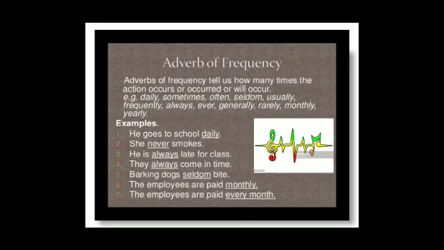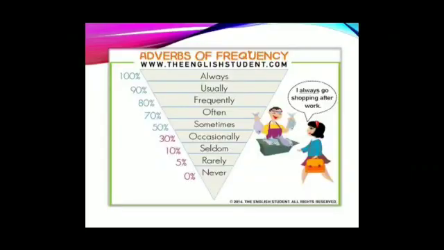Examples are here. He goes to school daily. She never smokes. He is always late for class. All the underlined words are what? Frequency. You will get a clear view in my next slide. Here, you can see with the picture, and there is a hierarchy that has been made.